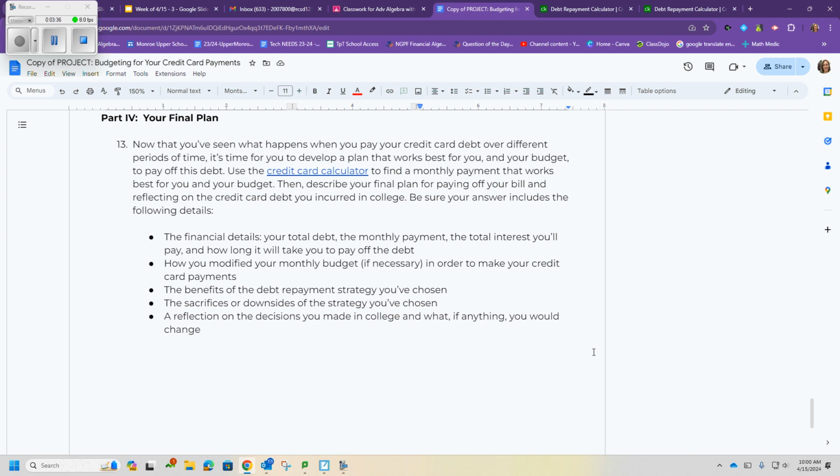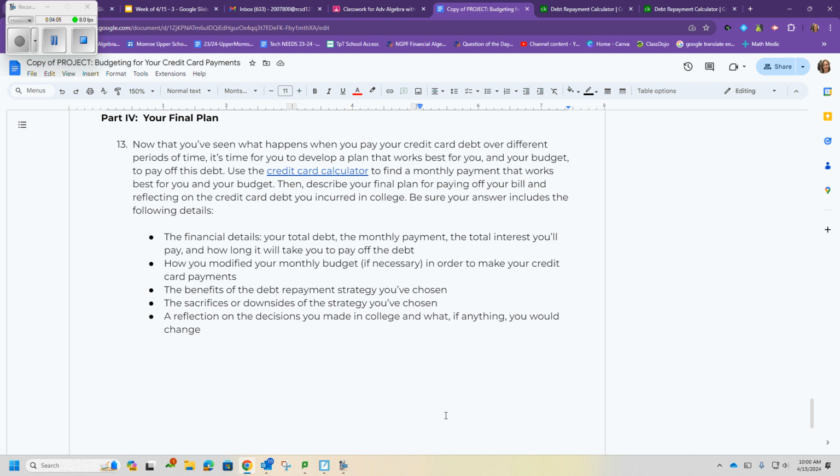So for example, like I was just saying, if you're going to get a second job, you're going to be spending a lot more time working. Okay, but maybe that's what you want to do to get your debt paid off faster. Or if you're taking from one of those categories, what is the sacrifice of that, and how does it help you? All right, and then the last bullet says a reflection on the decisions you made in college and what, if anything, you would change.